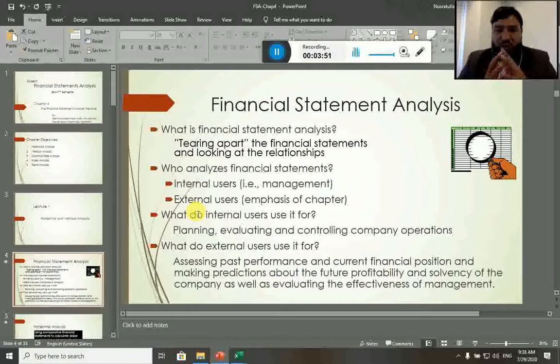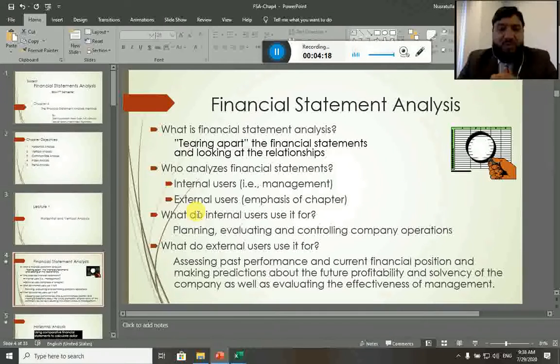It means looking thoroughly into the financial statements in order to draw a connection between various items of the financial statements and find out what relationships do they have, and then reach a conclusion based on which decision making takes place.